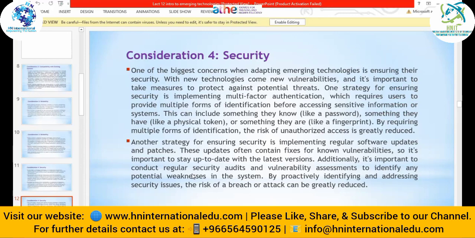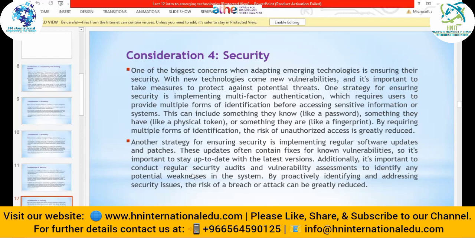These updates often contain fixes for known vulnerabilities, so it's important to stay up to date with the latest version. Additionally, it is important to conduct regular security audits and vulnerability assessments to identify any potential weakness in the system. By proactively identifying and addressing security issues, the risk of breach or attack can be greatly reduced.